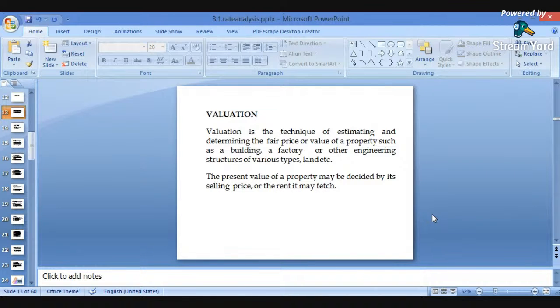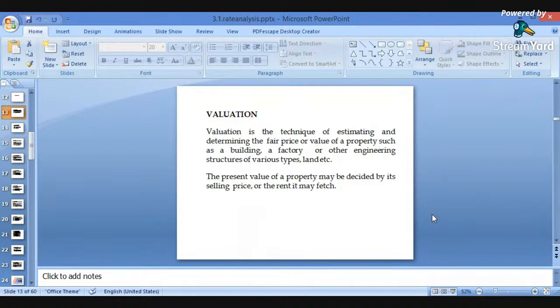On which parameters will we find out the valuations, or what are the basic needs in order to calculate the valuation of any structure, or what are the factors affecting the valuations? We will see. The present value of a property may be decided by its selling price or the rent it may fetch. So it will be dependent on the rent fixation or on the selling price, depending upon, as I've already said, the amenities and the various availabilities related with the valuations.